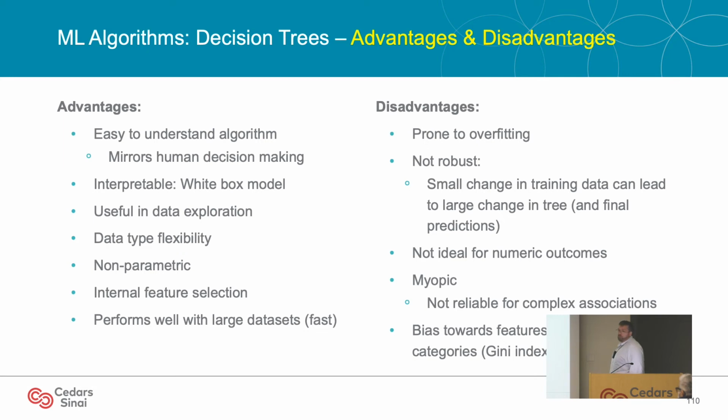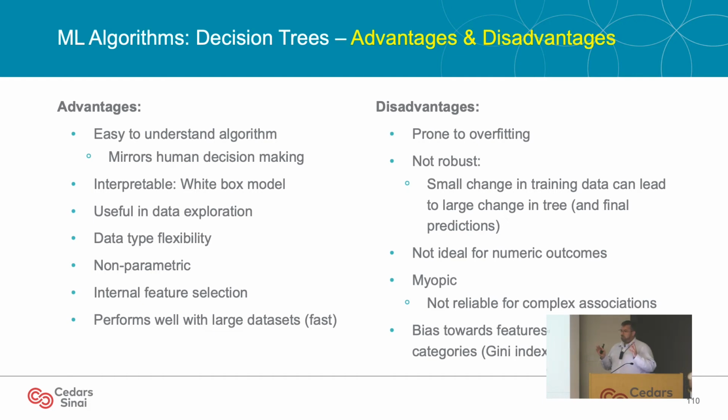Disadvantages. They are prone to overfitting, like all machine learners, but some are better than others at this. They're not very robust. A small change in the training data set could have given you a wildly different model, right? So that is something to keep in mind. They're not ideal for numerical outcomes, for regression, as I showed you, right? It's trying to predict a value just based on the average of the instances that ended up there. So it might not be quite as accurate as some other methods.